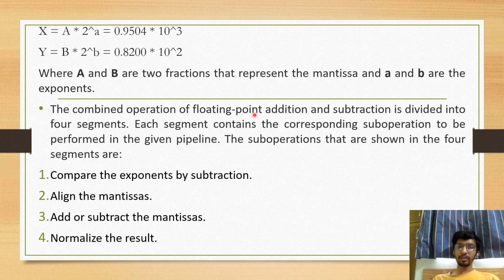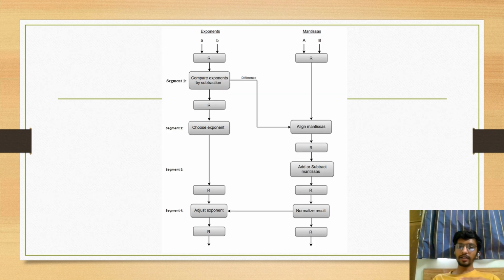The combined operation of floating point addition and subtraction is divided into four segments. Each segment contains the corresponding sub operation to be performed in the given pipeline. So here it will execute in four steps: compare the exponents, align the mantissas, add or subtract, and normalize. Let us see the flow chart.